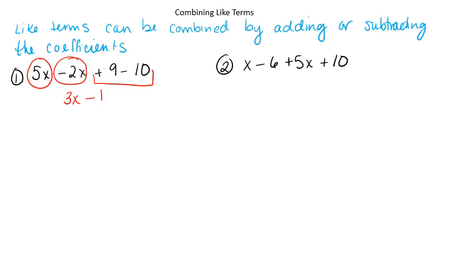All right, example 2. The like terms are together. x is like with positive 5x. So 1x plus 5x is 6x's. And then negative 6 plus 10 is a positive 4. Okay, so those are simplified.